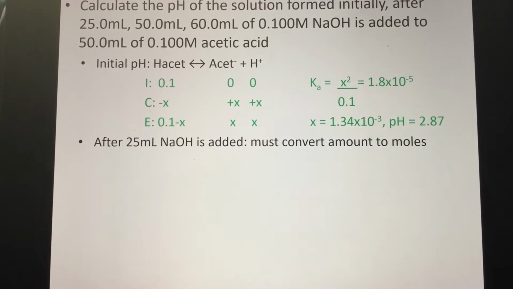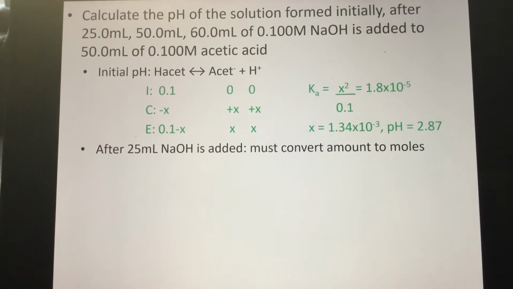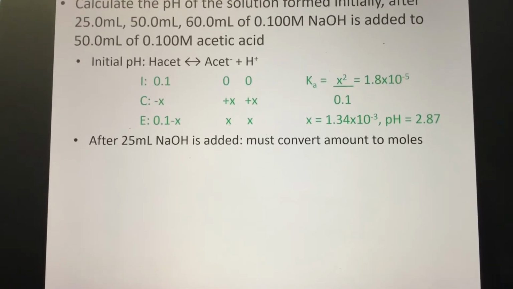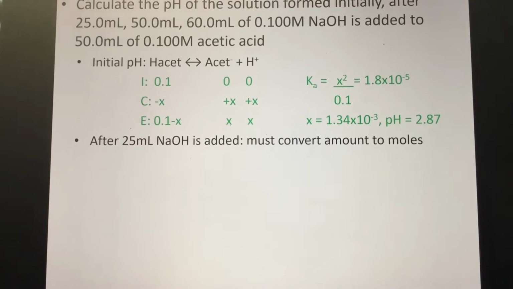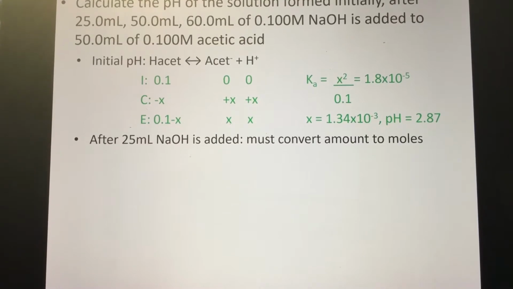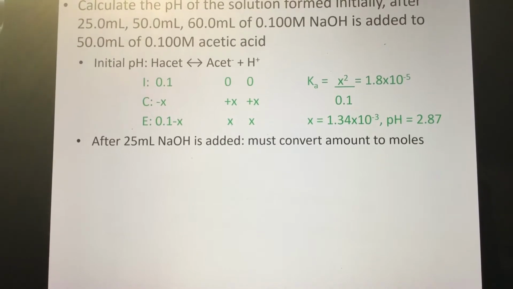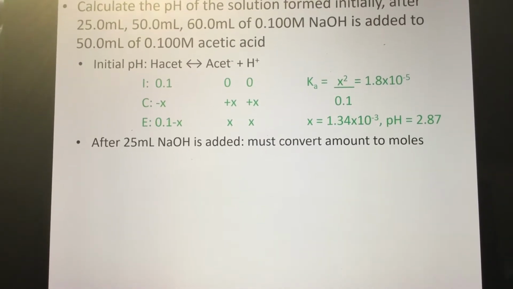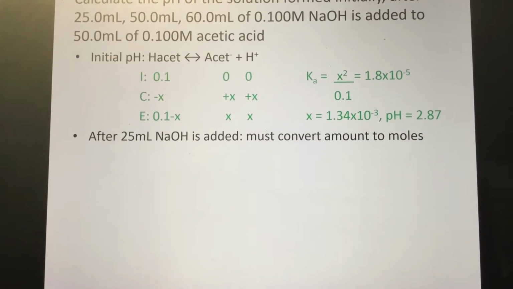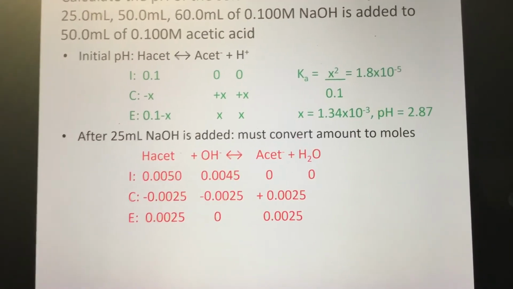I just chose 25 milliliters of sodium hydroxide, and it is also 0.1 molar. Because now we are adding amounts together, we're adding 25 milliliters of hydroxide ion, we do have to convert to moles to add and subtract amounts, and then convert back to molarity, taking into account our total volume of the solution before we do any pH calculations.